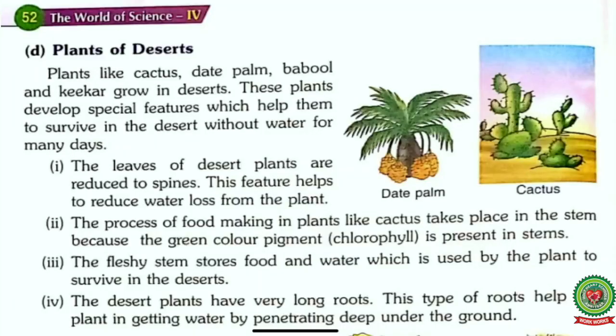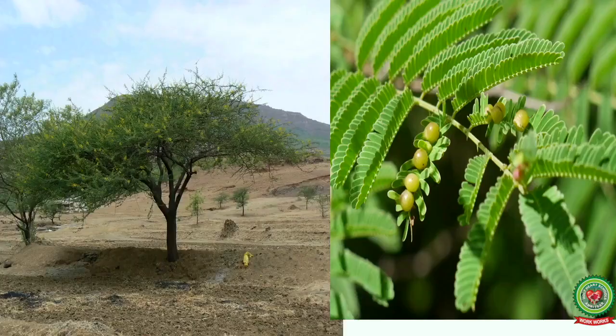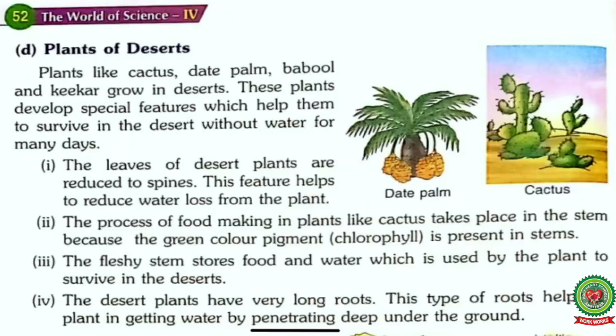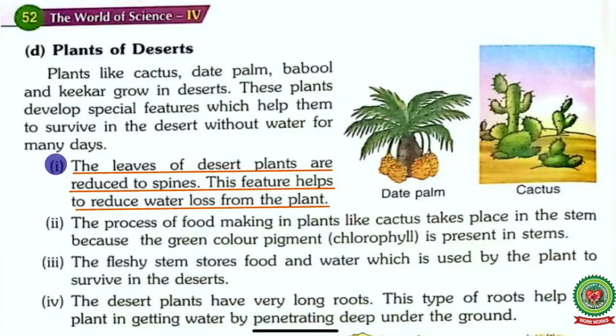Now come to page number 52 on the topic plants of deserts. The examples of desert plants are cactus, date palm, babool and kikar. These plants develop some special features which help them to survive in the desert without water for many days. Here the question arises: what are the special features that help the desert plant to survive in the desert without water? The answer is, the leaves of desert plants are reduced to spines.